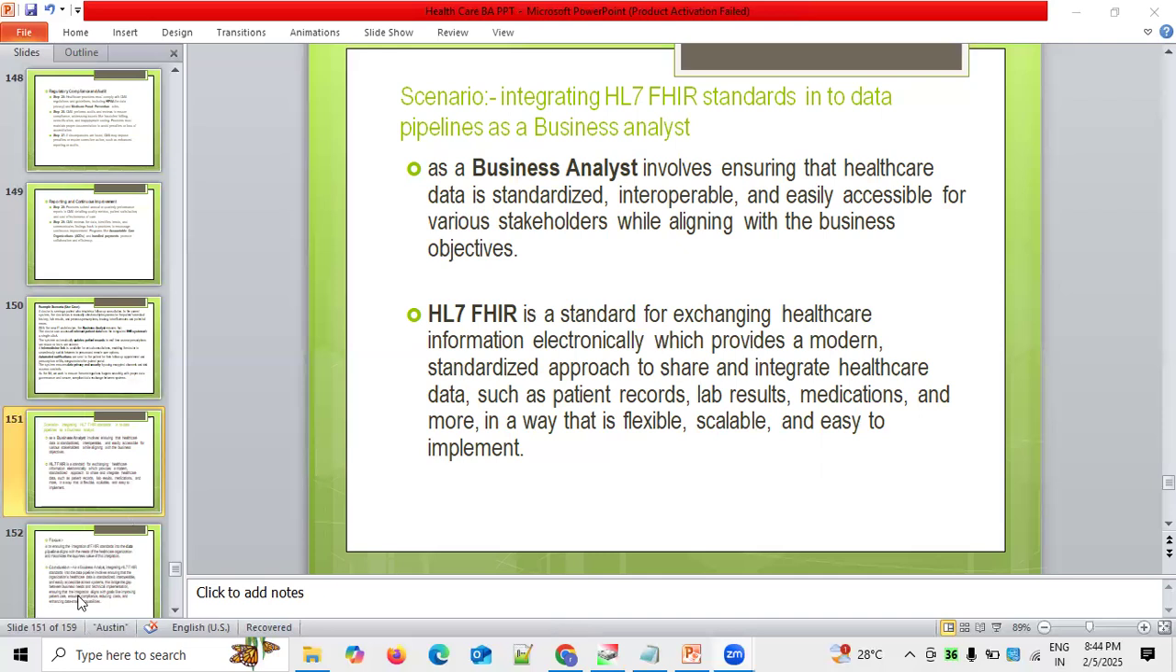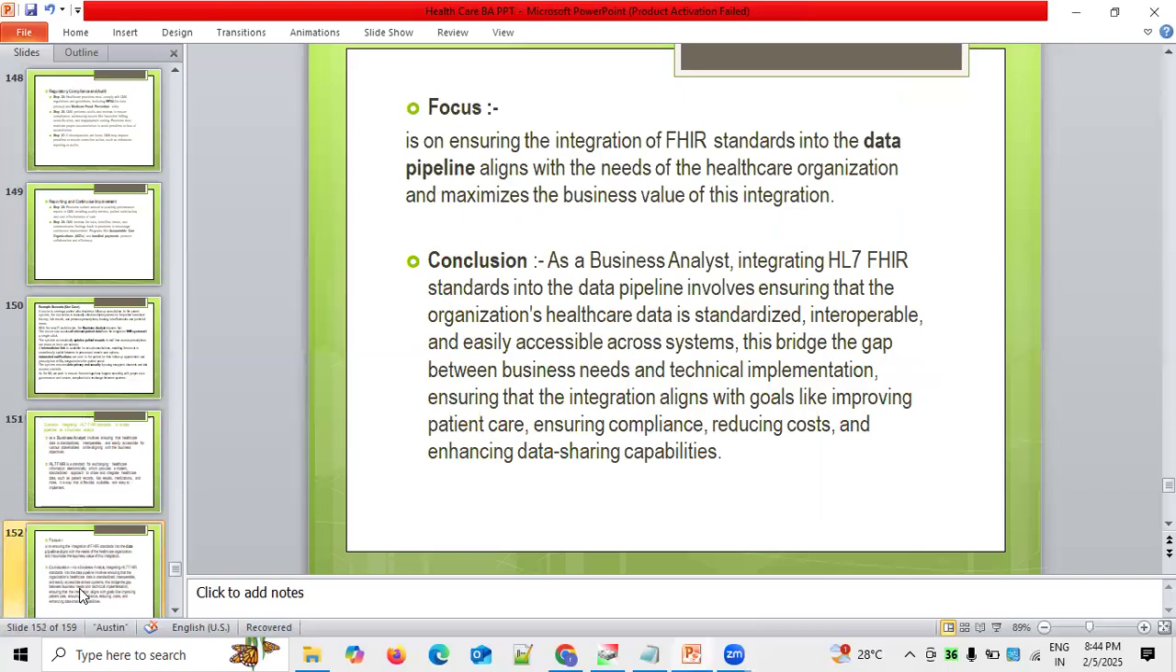understanding as a BA, we must know what our focus must be. As a business analyst, we have to focus on ensuring the integration of FHIR standards into the data pipeline, which aligns with the business needs of the healthcare organization. It also maximizes the business value of the integration part. So these are the focus areas which we must know.